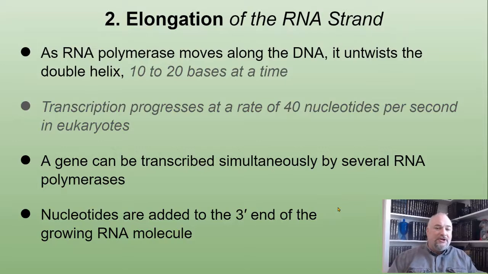Second step is elongation. So the RNA polymerase is going to move along the DNA, untwisting that double helix, 10 to 20 bases at a time. You're not going to need to memorize that. And we do about 40 nucleotides per second in eukaryotes.